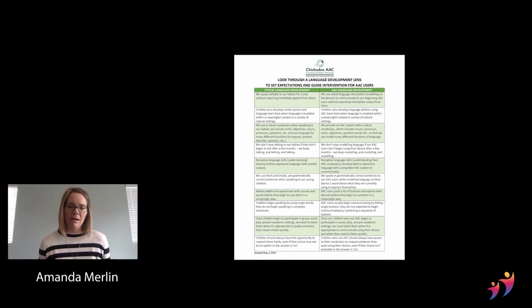We're constantly modeling. At some point, the kiddo's going to take over the device and they're going to have their system, but we're going to have a backup ready so we can still be modeling. So we can continue to grow their language, because once they're pushing one button, we want them combining two words. Once they're doing two words, we want those two words to be grammatically correct. There's always room to grow. So this is just a really great way to look at AAC intervention.